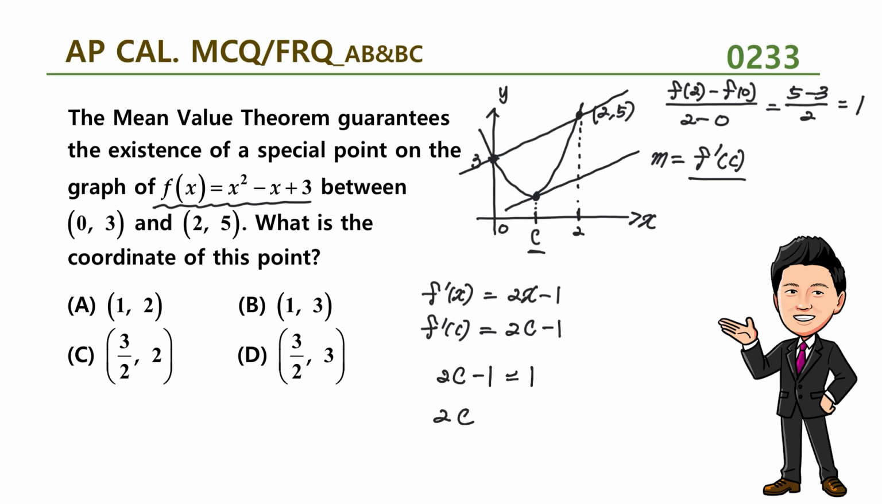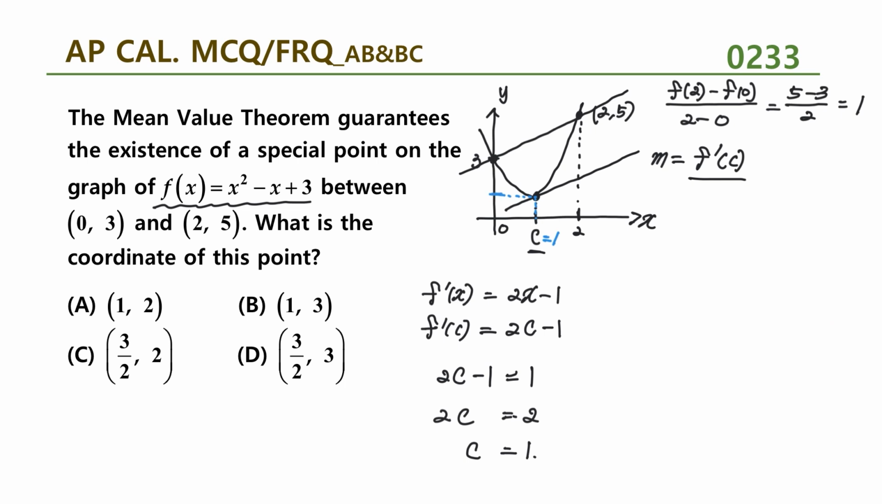Then 2c is equal to 2, then c is equal to 1, right? So this value must be equal to 1. And when x is equal to 1, what is the y value right here? When x is equal to 1, the function value is equal to 1 squared minus 1 plus 3. So it is equal to 3. So the coordinate of this point is (1, 3). So the answer has to be B.